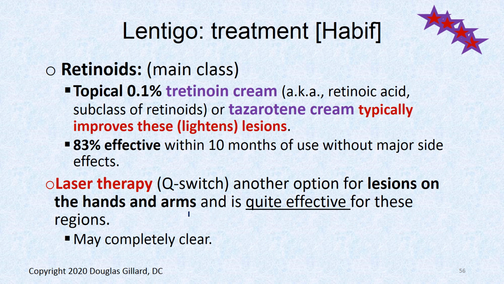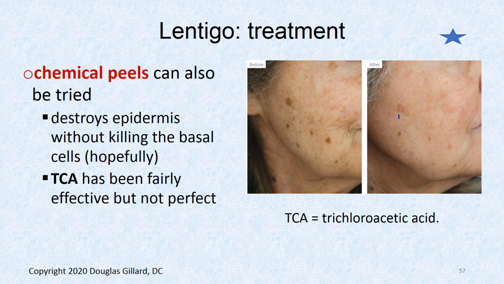There is some laser therapy, a Q switch that works good on the hands and arms. Right? There's chemical peels that you can try, which destroys the epidermis without destroying the dermis below, hopefully. TCA has been used, another type of chemical peel, fairly effective. Here's a TCA peel, trichloroacetic acid peel. There's the before and there's the after in this patient. So see how it kind of lightens them.